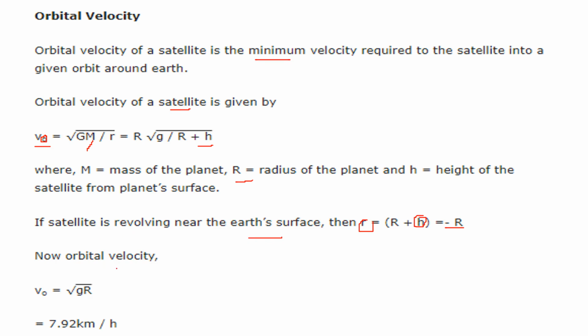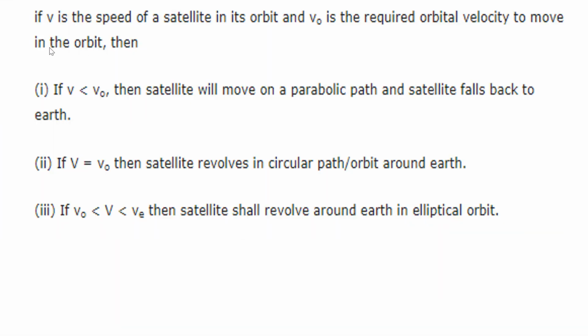Now the orbital velocity will become what? If you see this expression, it is going to be under root g into R only. So this is going to be 7.92 km per second because we know the gravity, we know the radius of the Earth. If v is the speed of satellite in its orbit, V sub O is the required orbital velocity to move in the orbit. V may be the speed of the satellite. So there is a relationship between this V and VO.